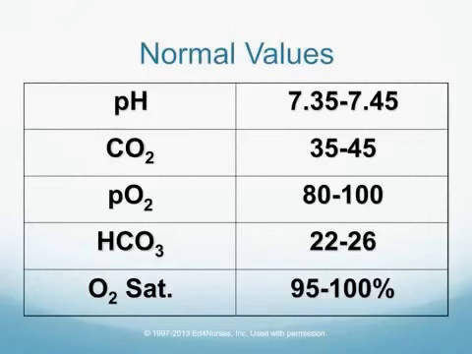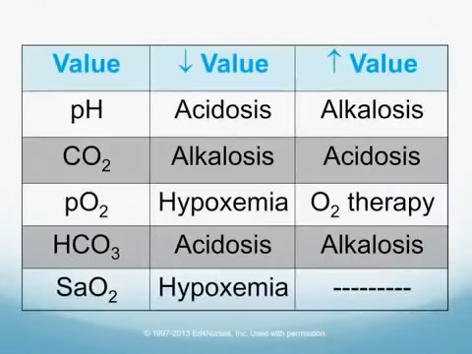And then your bicarb normal is 22 to 26. Our oxygen saturation normal is going to be 95 to 100%. So here's what happens when the values become abnormal. If our pH is less than 7.35, the patient will develop acidosis. If the pH is greater than 7.45, we have alkalosis. If your patient has a CO2 less than 35, they have alkalosis, and greater than 45, they have acidosis.